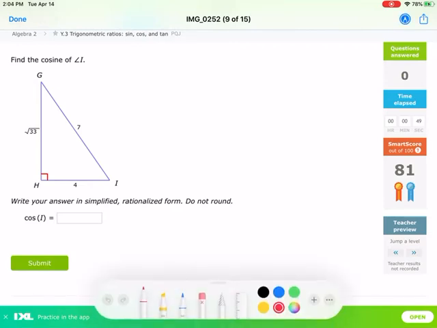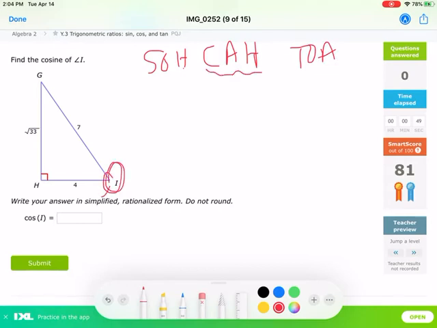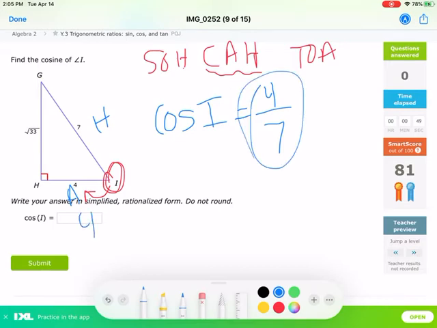All right, cosine. See how I'm writing it every single time? SOH CAH TOA. Cosine is adjacent over hypotenuse. So here's I. Adjacent would be the one right next to it, and hypotenuse is just going to be 7, because it's across the 90, so that's the adjacent right there. So the cosine of I is equal to adjacent over hypotenuse. Write your answer in simplified rational form. Okay, 4/7 is done. Boom. That was an easy one.